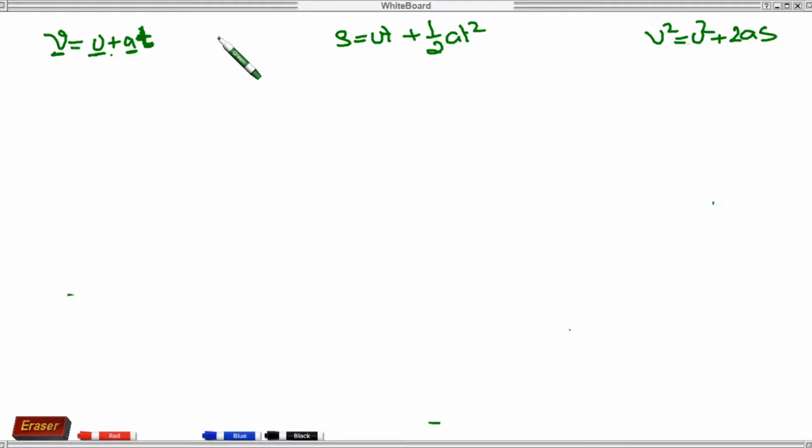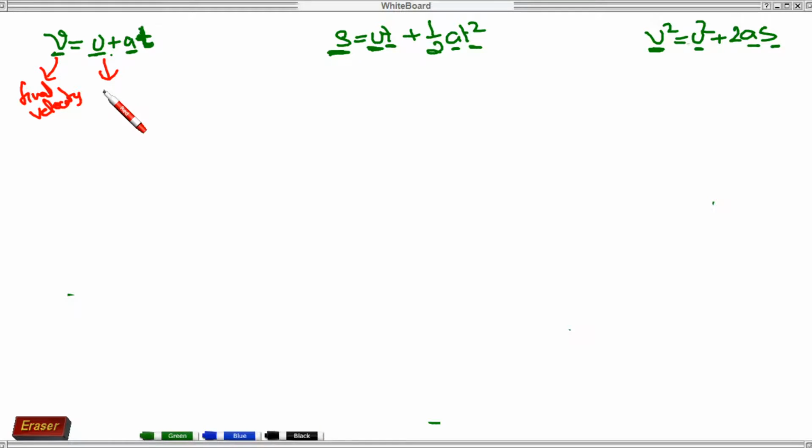This is the time taken. This is the second equation. This is the distance traveled. This is initial velocity. This is final. This is time, and this is acceleration. This is time. This is final velocity. This is initial velocity. This is acceleration. This is distance traveled. Like this one is final velocity. This is initial velocity. It's acceleration. This is time.